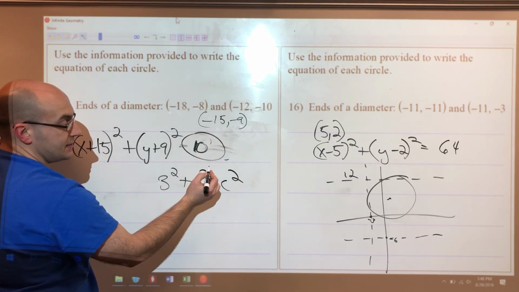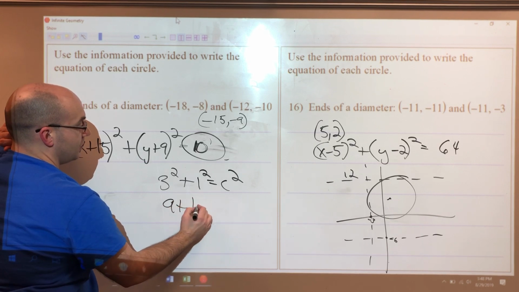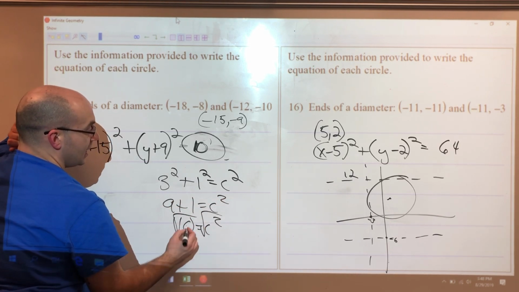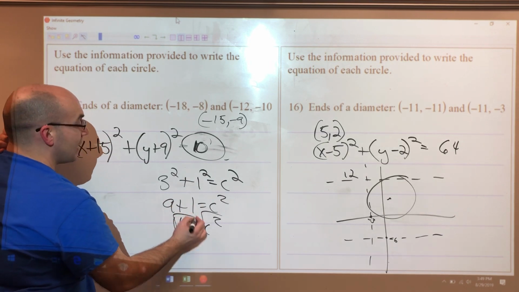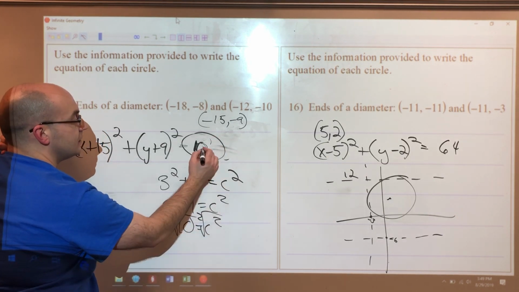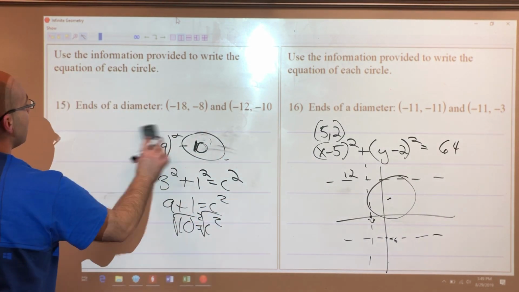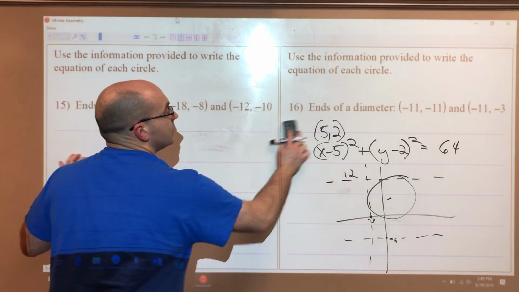and that's going to equal c squared, or my hypotenuse, or the radius, right? So 9 plus 1 equals c squared. 10 equals c squared. Square root of both sides is root 10, but I'm squaring it anyway, which is going to give me just the value of 10. Pythagorean theorem is going to help you find the radius in these instances, okay? So go ahead and pause me, try number 16, and we'll see what you got.